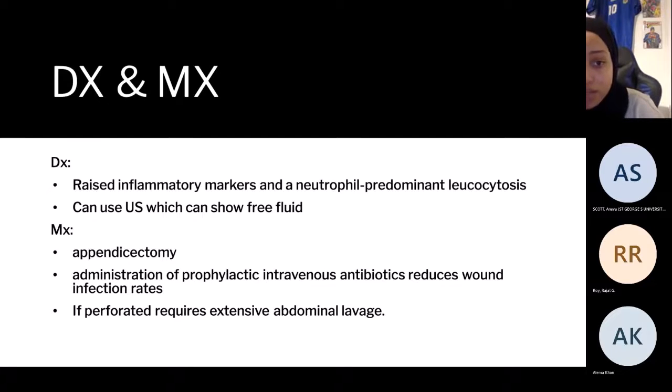In terms of management, it is mainly appendectomy, and you might also give prophylactic IV antibiotics. This is being used more and more, especially in adults. They sometimes just give them IV antibiotics, and that can sometimes prevent them from having an appendectomy. But more commonly in children, and still in adults, you will do an appendectomy. And if perforated, it requires extensive abdominal lavage.